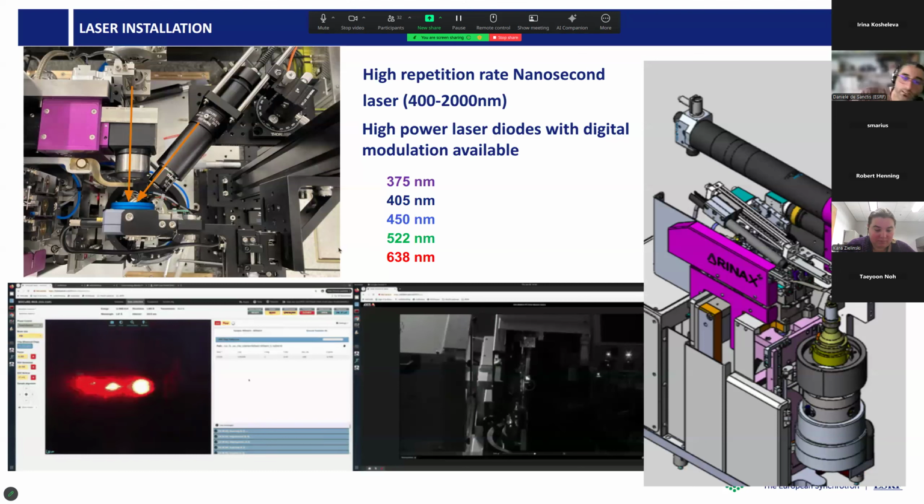In addition to ligand mixing, we are also giving the possibility to do light activation. As I mentioned before, we are commissioning a nanosecond laser, and we have also equipped the beamline with different high power laser diodes, which provide digital modulation, and we have a set of 5 different fixed wavelengths in order to cover a wide spectral range.